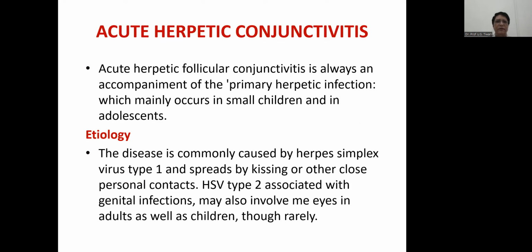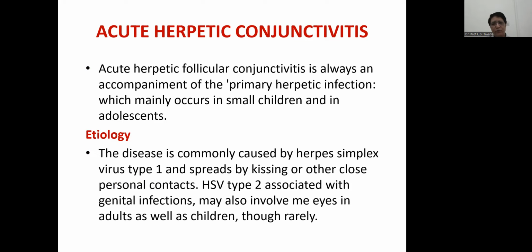Another viral affection is acute herpetic conjunctivitis. Acute herpetic follicular conjunctivitis is always an accompaniment of the primary herpetic infection, which mainly occurs in small children and in adolescents. The disease is commonly caused by herpes simplex virus type 1 and spreads by kissing or other close personal contact. Children are more likely to contract the disease.